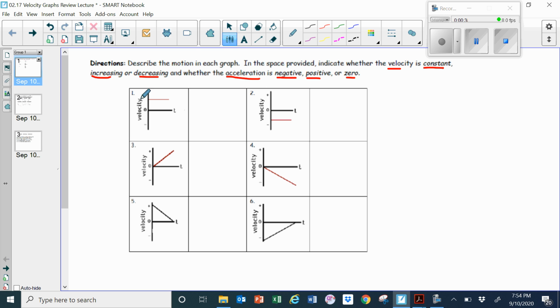Okay, so in this case, let's look at this one first. The velocity here is a horizontal. Notice, the velocity is not changing because it's horizontal. Then that means the velocity is really not changing as the time passes. So in this case, the velocity is constant.